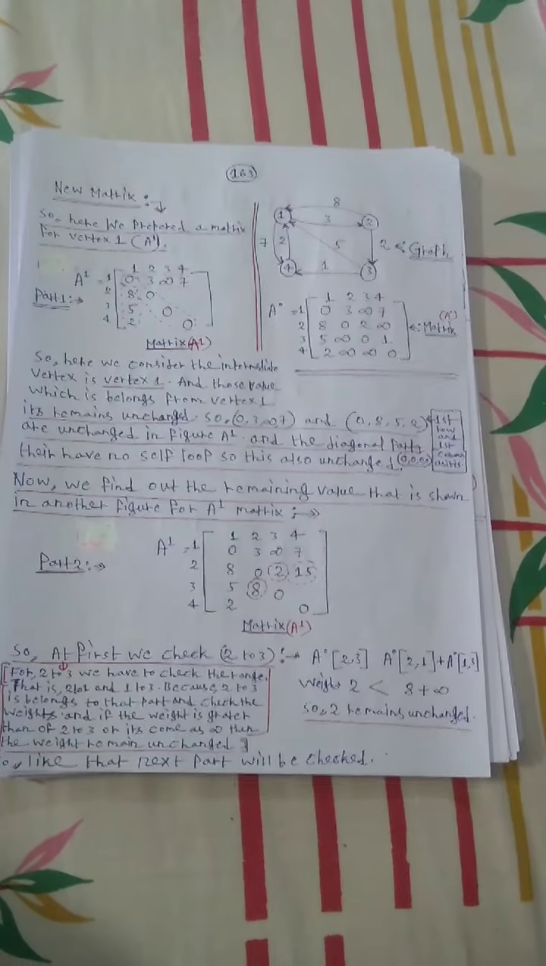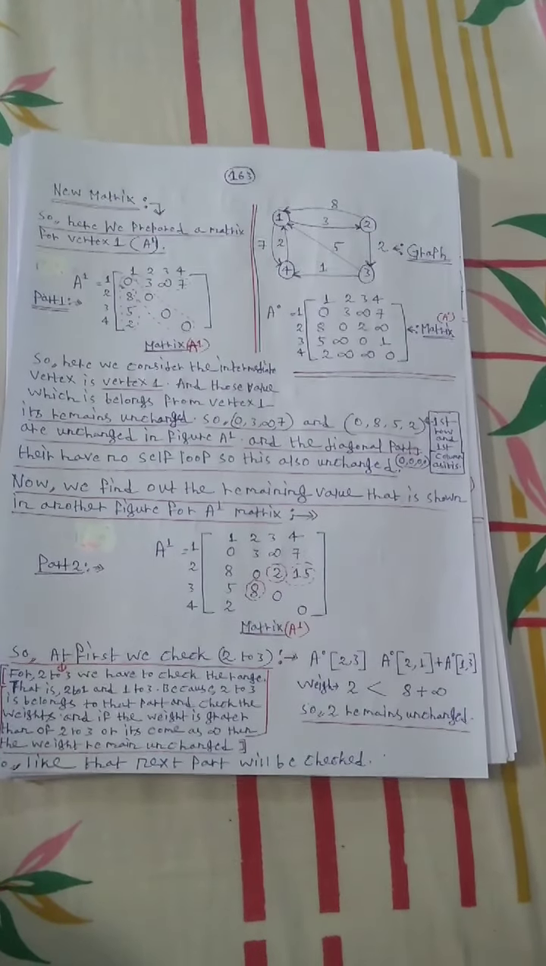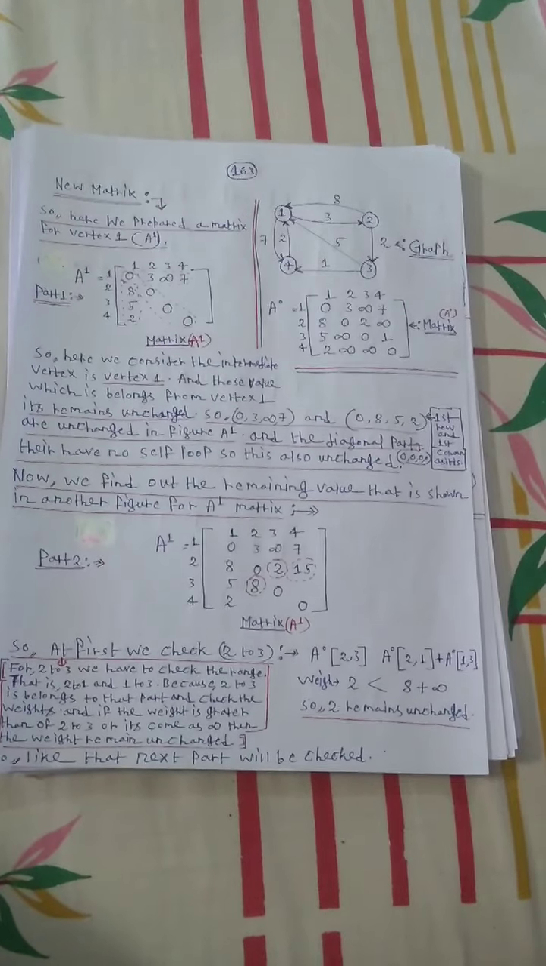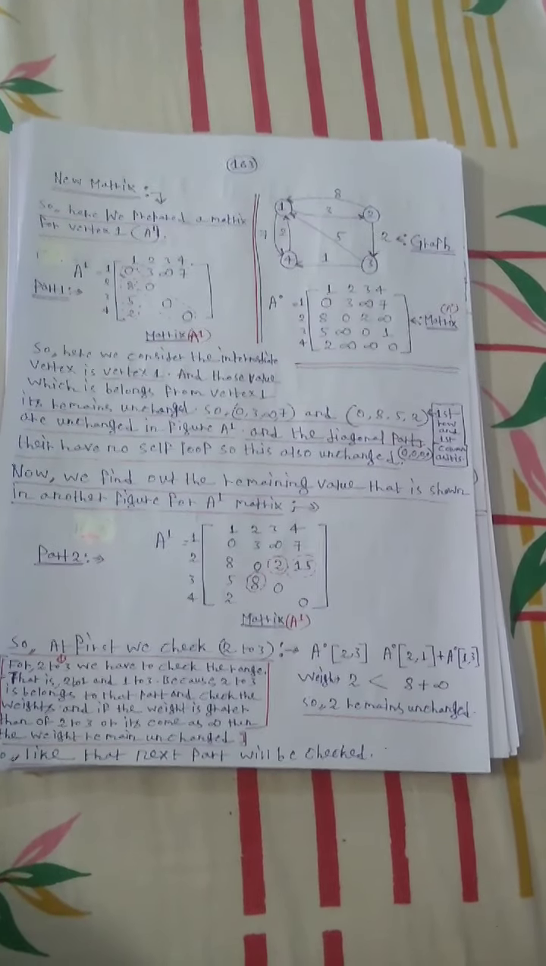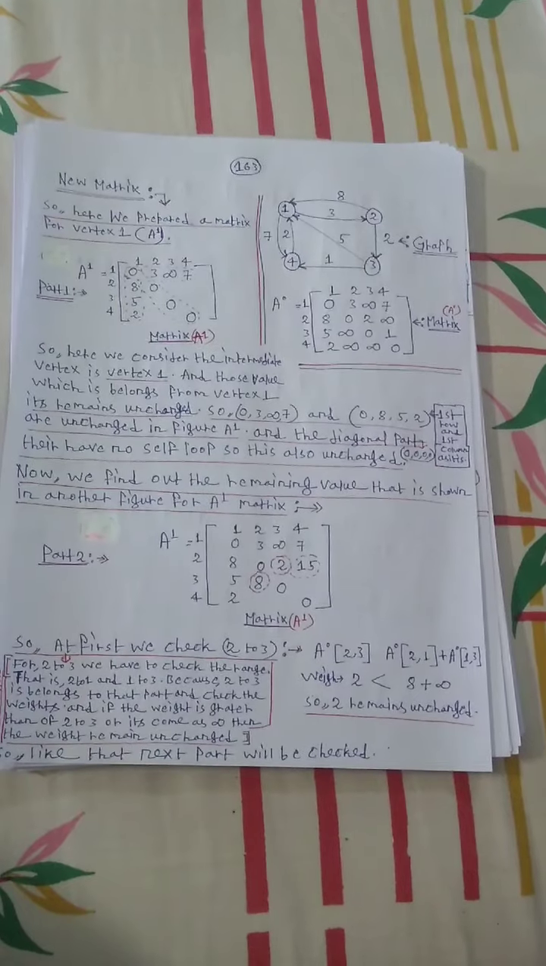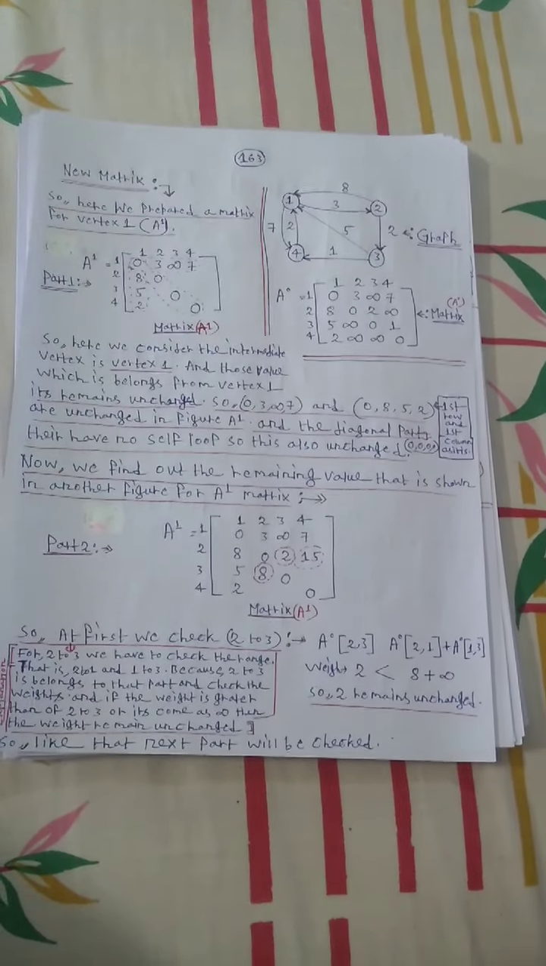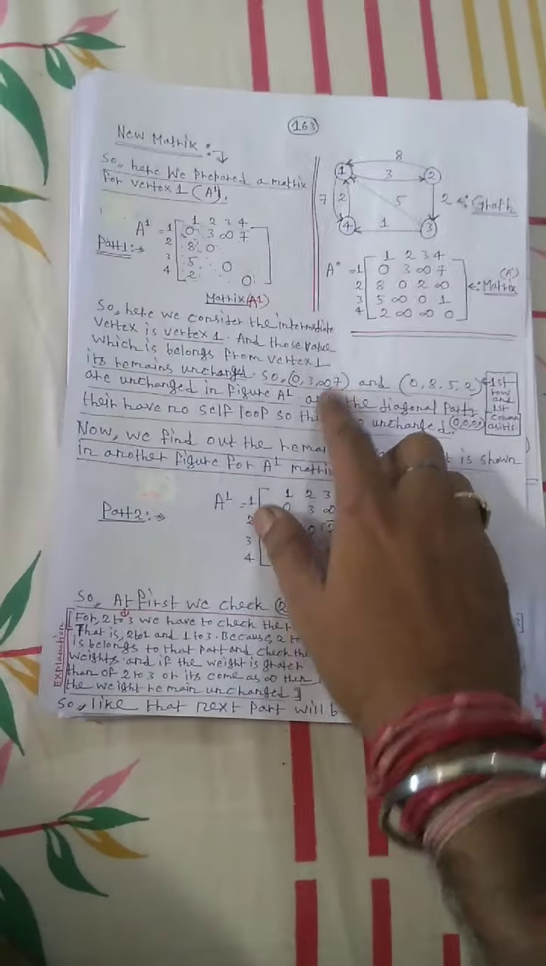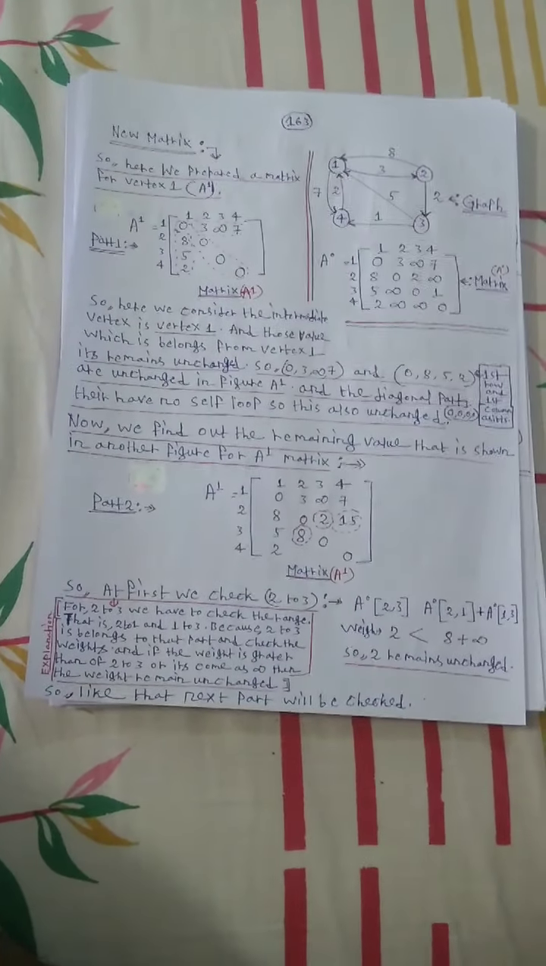We can see that the diagonal part, that is 0 0 0 0, has no self loop, so this is also unchanged. Now we find the remaining values, which are shown in another figure from the A1 matrix.